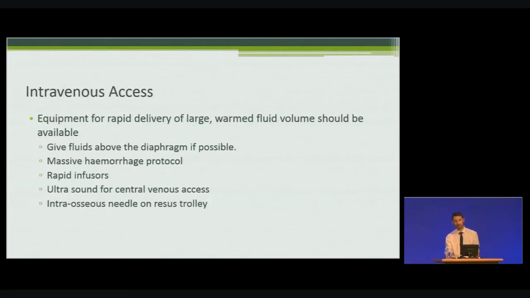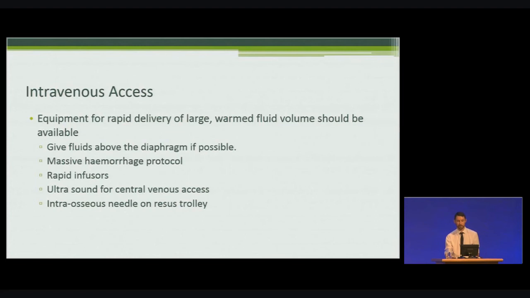Obtaining intravenous access is a very important part of the resuscitation scenario. Each unit should have equipment for the rapid delivery of large warm fluid volume. Ideally, you would give fluids above the diaphragm. This is to prevent the effects of aortocaval compression, well, in particular, vena cava compression.